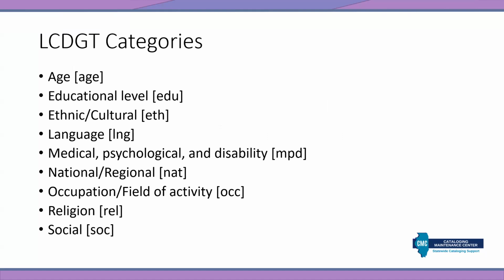So there are 9 LCDGT categories. All terms in LCDGT are assigned to at least one of 9 broad categories that serve as the broadest collocation points for terms in those categories. The code in brackets has been assigned by the Library of Congress. So we have age, educational level, ethnic, cultural, language, medical, psychological, and disability, national, regional, occupation, field of activity, religion, and finally social.